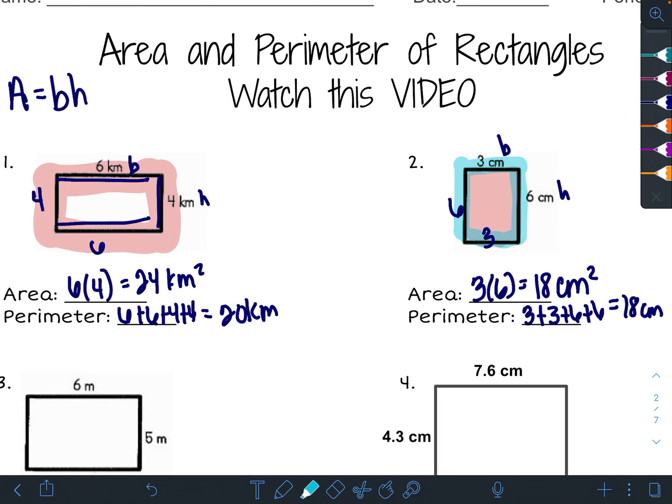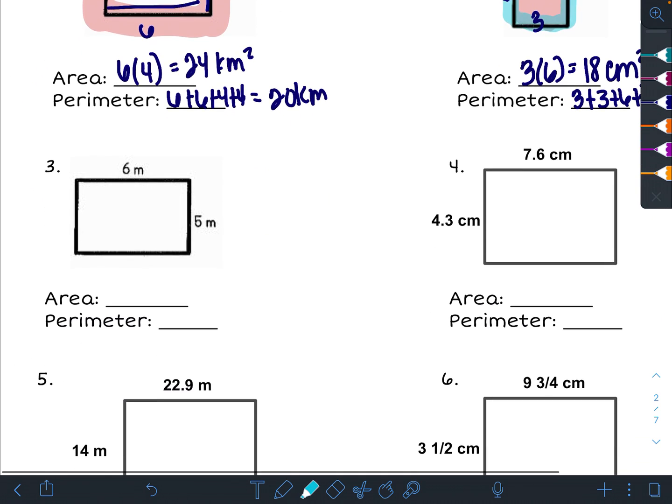So area would be like if I wanted to lay grass in my yard, that would be the area. And then the perimeter would be like if I wanted to build a fence around that yard that I just laid the grass. So even though the numbers are the same, they represent different types of measurement. I'll do a couple more with you.